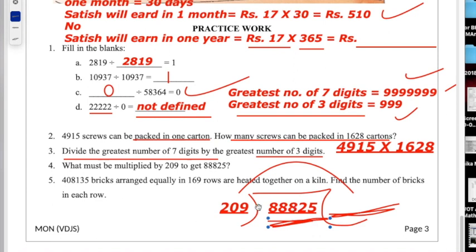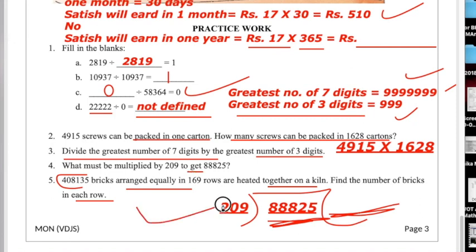And the last question is 4,08,135 bricks arranged equally. Whenever there is equally, that means equal division, you have to do division together in a kiln. Find the number of bricks. So how will you find the number of bricks? To find the number of bricks, you will divide this by 169, and the same way you will show the process. So this is all about your worksheet.